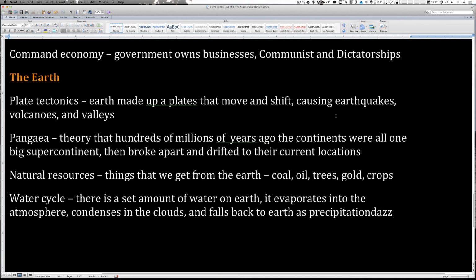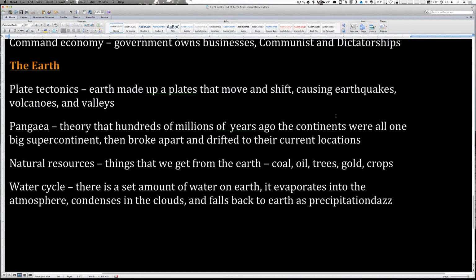And finally, the water cycle. The water cycle works under the basic idea that there is a set amount of water on Earth. The amount of water on Earth today is the same as the amount of water on Earth 1,000,000 years ago. Water evaporates into the atmosphere. It turns into a gas. It condenses in the clouds, which means it cools and becomes a liquid again. And eventually, when enough is built up in the clouds, it falls back to Earth as precipitation.